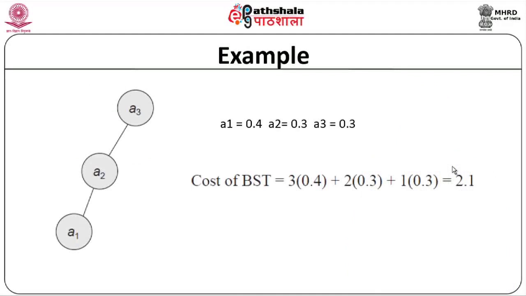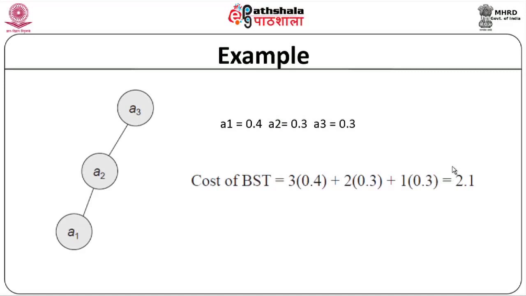So, recollect the rules of the BST. As I said earlier, all the nodes on the left hand side should be lesser than the value of the root node, and all the elements on the right hand side are going to be greater than what is present in the root node. So, for our key set, that is A1, A2, A3, this is one such possibility.